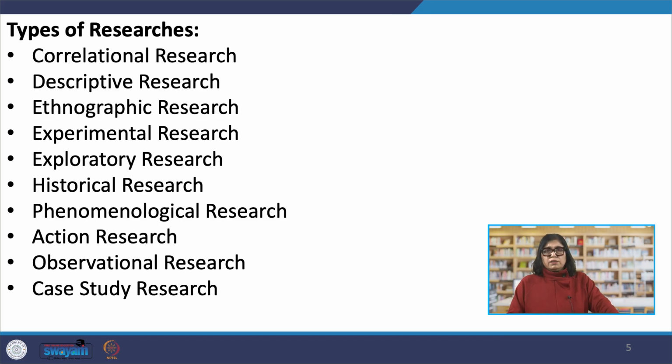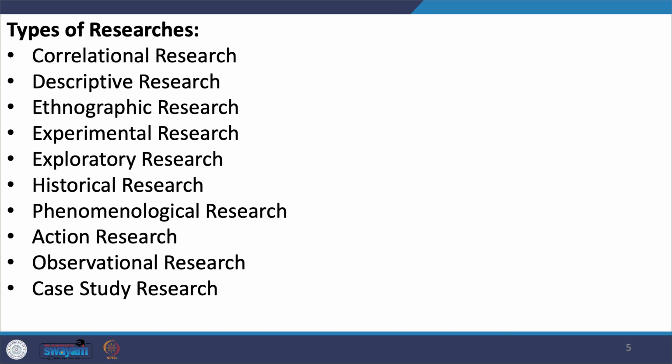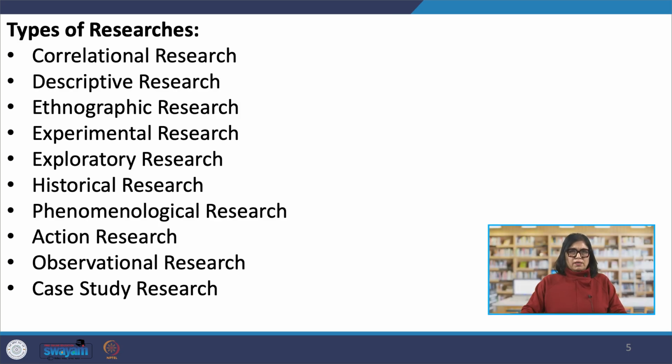Descriptive research describes the characteristics of a population or phenomenon. It provides a snapshot of a situation at a particular point in time, offering a clear picture of what is being studied. Ethnographic research involves immersing yourself in a specific culture or group to study them from within. Researchers observe, interview, and participate in the activities of the group to gain a deeper understanding of their way of life.